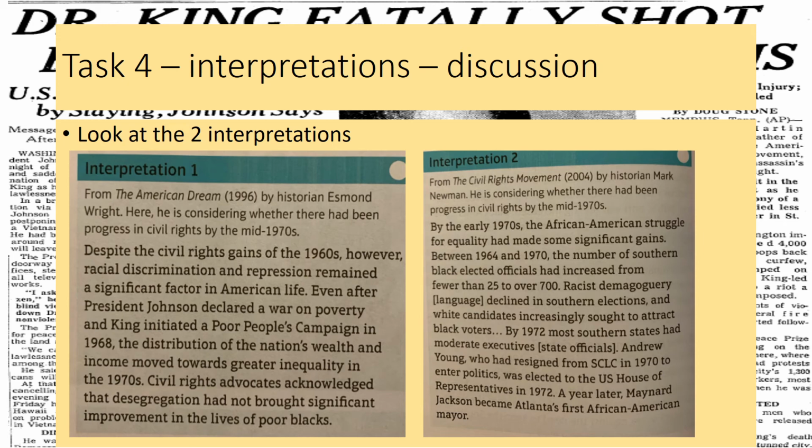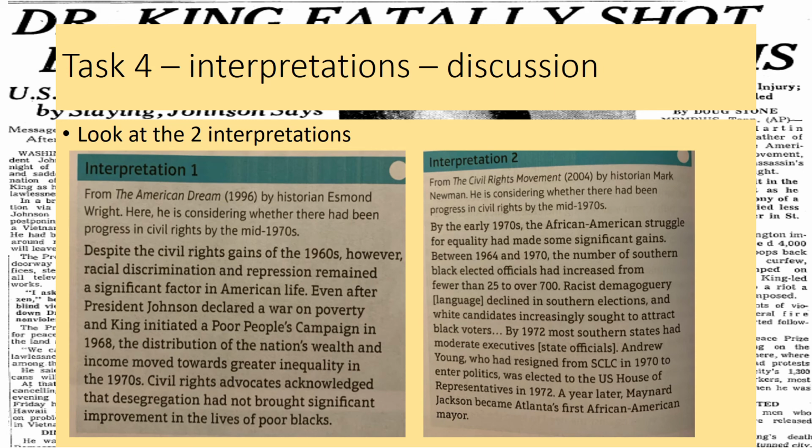Okay, task number 4 is looking at some interpretations about the progress of civil rights by the 1970s. So, as we know, paper 3 is a source-based paper. Now, one of your popular questions is to list and be able to read interpretations and list the ways in which they differ. Now, you'll have to write that up as a full-on answer, but practice for that is being able to read and interpret these 2 sources and, put into your own words, how are they different? And then further to that, which we'll look at a bit later, is why are they different, which is where you start to consider the provenance of these sources.